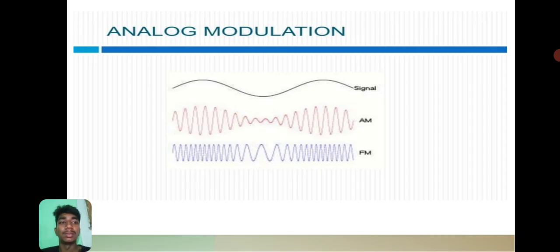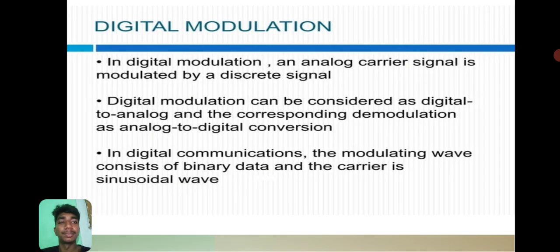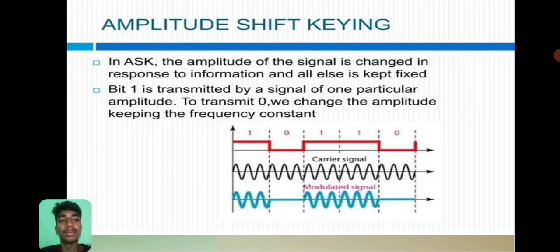Analog modulation: AM and FM. Digital modulation: in digital modulation, an analog carrier signal is modulated by a discrete signal. Digital modulation can be considered as digital to analog conversion and the corresponding demodulation as analog to digital conversion. In digital communication, the modulating wave consists of binary data and the carrier is a sinusoidal wave.